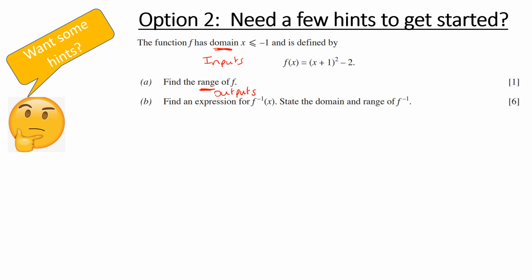So we're given a function and they're telling us that for this question, the numbers that you're allowed to put in are any x values that are less than or equal to -1. So anything from -1 and downwards, lower, you can put into this function. So that's what they're telling you you're allowed to put in. When it asks you to find the range, it's asking you what could you get out.